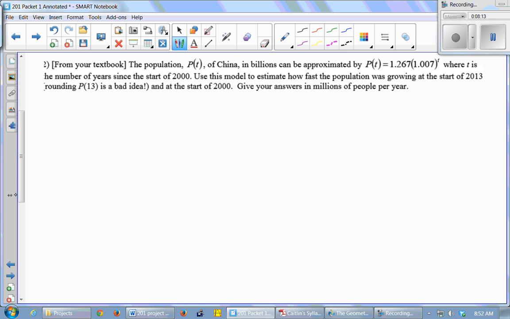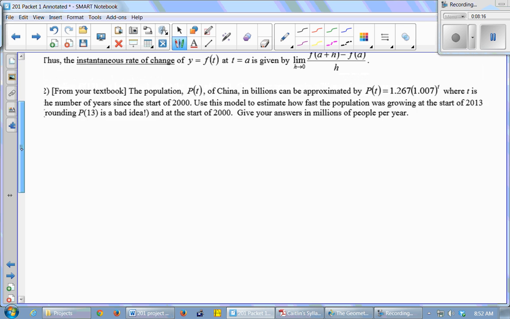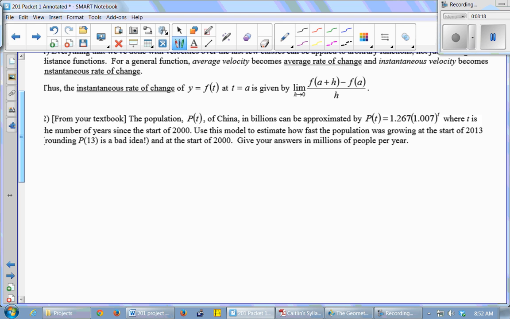Let's apply what we know here. We have the population. I'm going to call this f of t instead of p of t, just so we can keep the notation from the definition. The population of China, f of t, in billions, can be approximated by this exponential growth function, 1.267 times 1.007 to the t, where t is the number of years since the start of 2000. We want to use this model to estimate how fast the population was growing at the start of 2013.